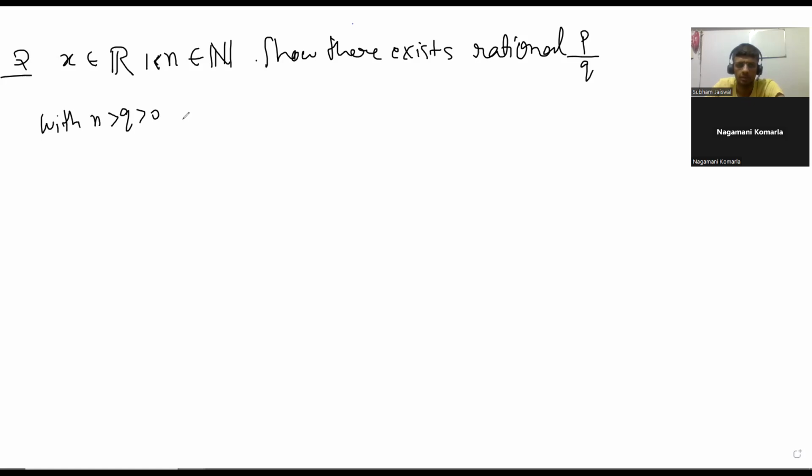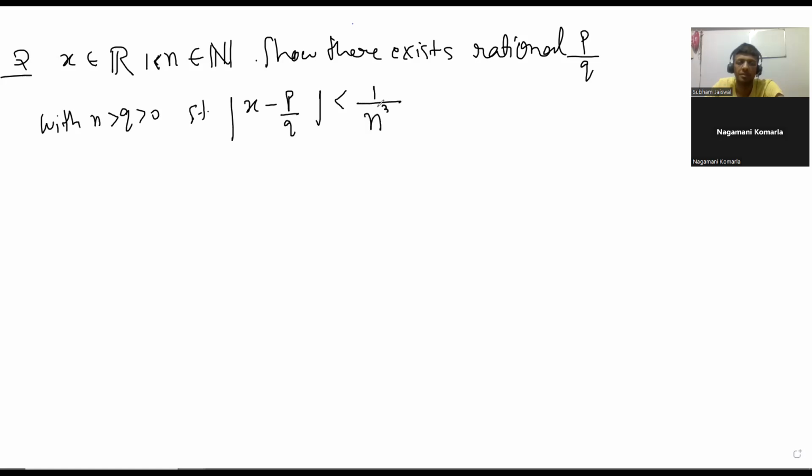Such that the modulus of x minus p by q is less than 1 by n q. Oh, 1 by n q, that is different.